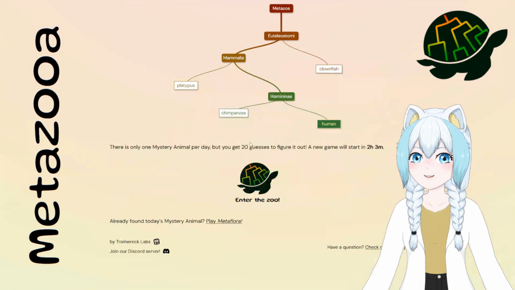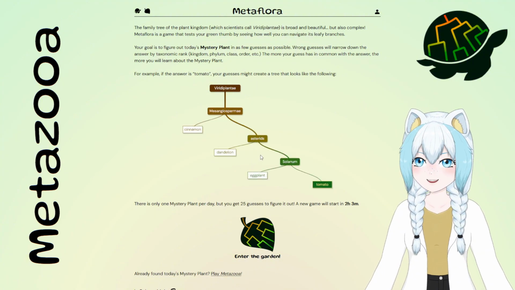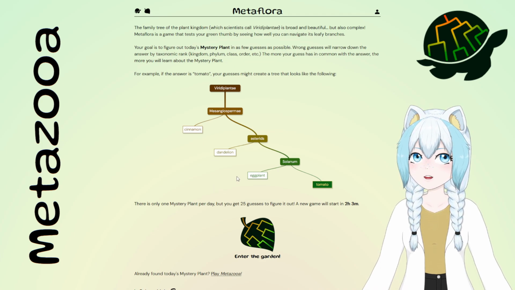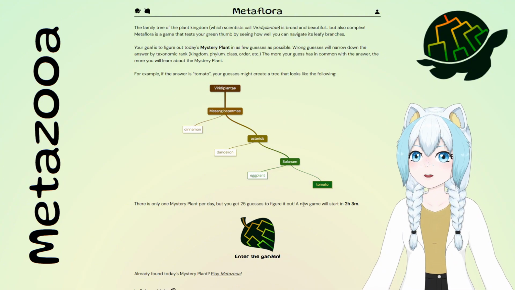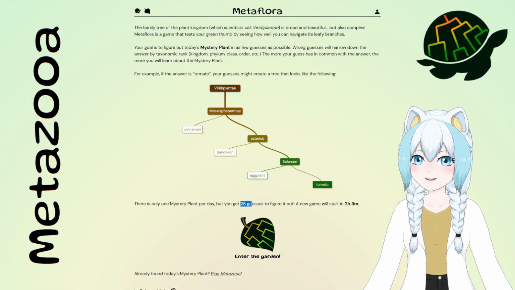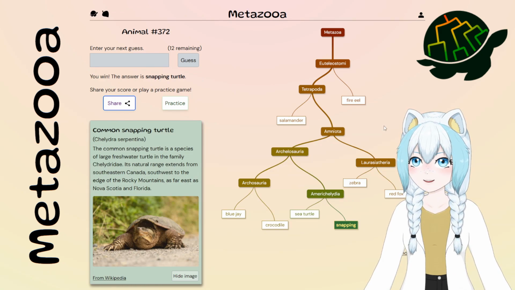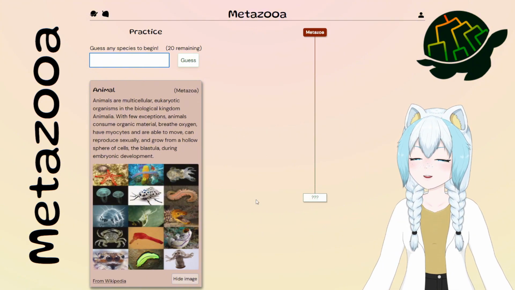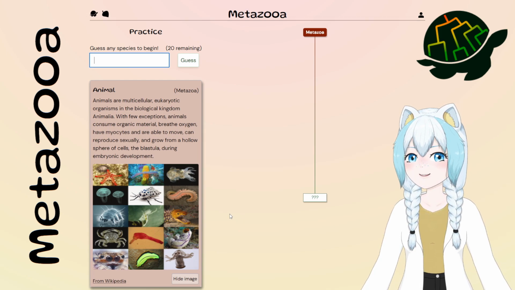If you go back to the main page, you can also see something at the bottom about Metaflora, taking you to a different version of the game where you're guessing the same thing, but it's plants. Plants are hard to guess, hence why you've got a little bit more guesses, specifically 25 instead of 20. If you want extra practice, even after you've discovered today's creature, all you have to do is click practice, and it'll randomly choose something new. So you can practice over and over and over again until you're just done.